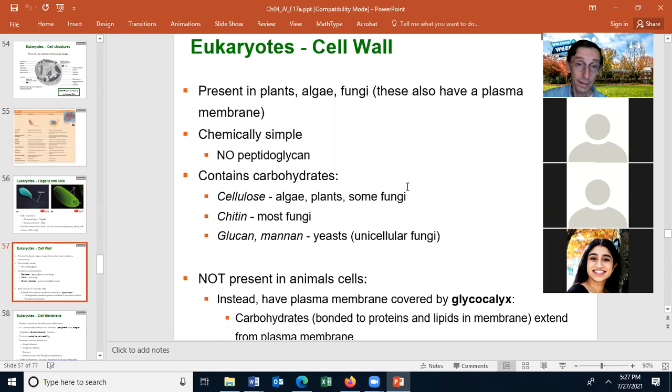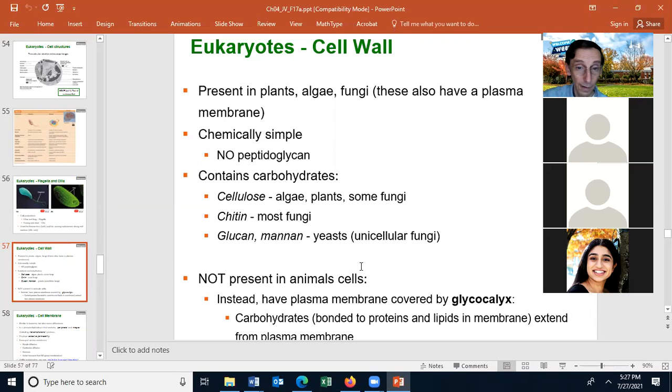We talked about the cell wall in eukaryotes. It's a simple cell wall. I'm only going to talk about plants, and they have no peptidoglycan. The cell wall of plants is made up of cellulose, and that's true of the algae and some of the fungi. I'm not going to talk about other fungi or the yeast.